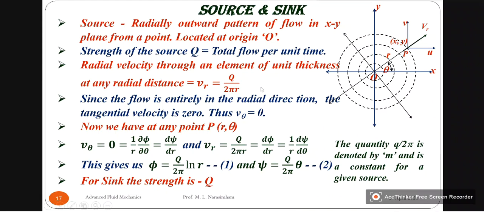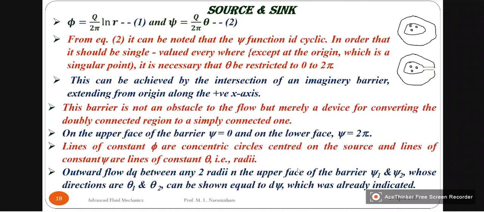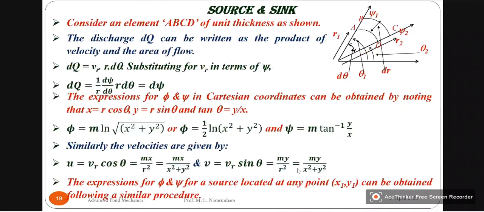That is what I have shown here. And V theta is 0. Using the definitions of VR and V theta in terms of phi and psi, we will get this: phi is equal to Q by 2 pi log r, and psi is equal to Q by 2 pi theta. Now these are the expressions for phi and psi for the case where the source is located at the origin. Now the next thing we consider is the presence of a source or a sink at any other radial distance.